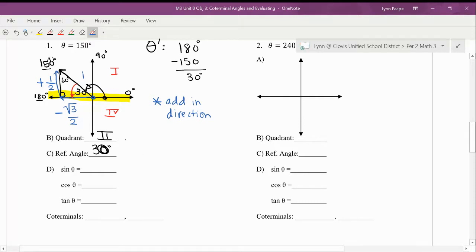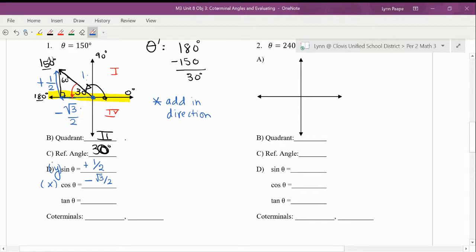So what else do I need to know? We talked earlier about sine being my y value, or opposite over hypotenuse. So that would be 1/2 over 1, and it would be positive, because I have a positive here. Cosine is my x value, so the x value is this one over here, or adjacent over hypotenuse. So that would be negative square root of 3/2, and then over 1 doesn't matter.